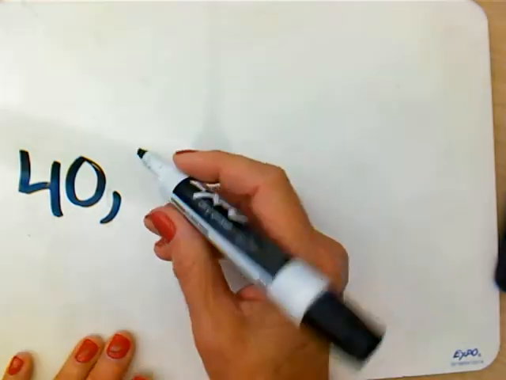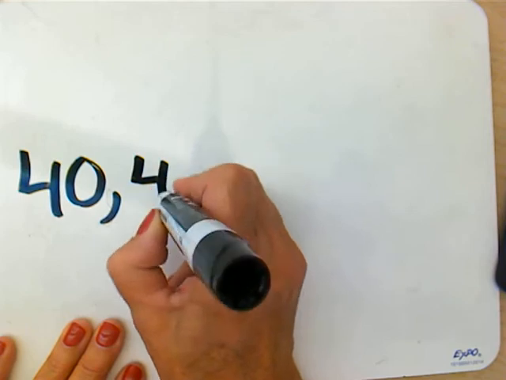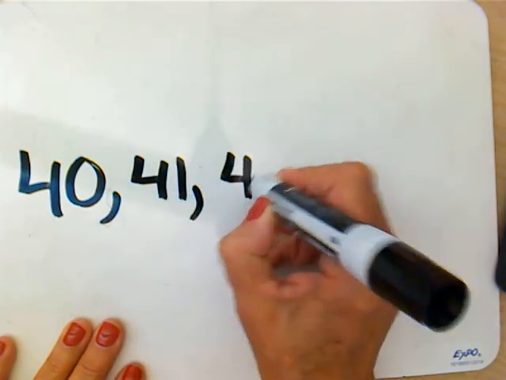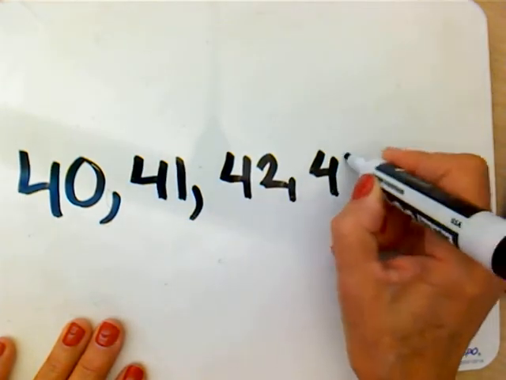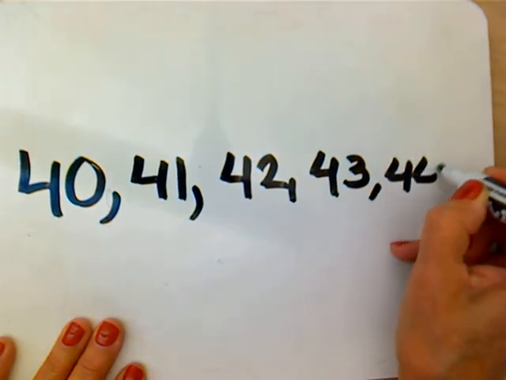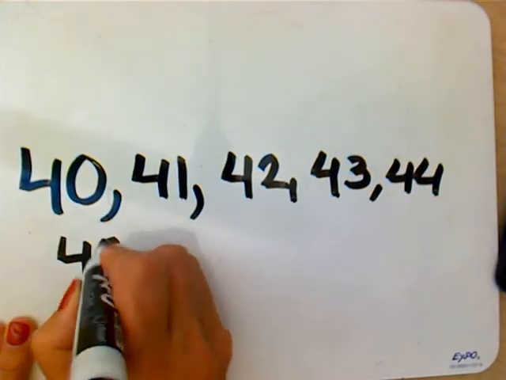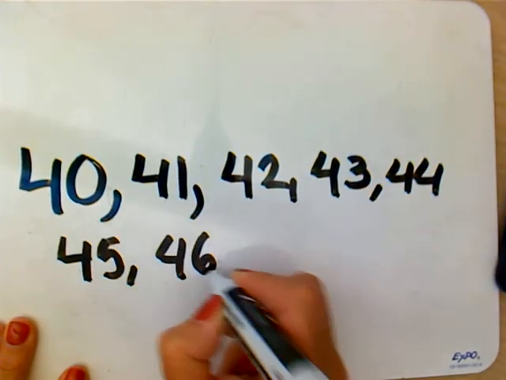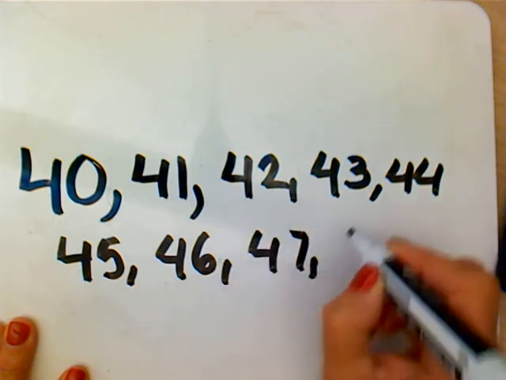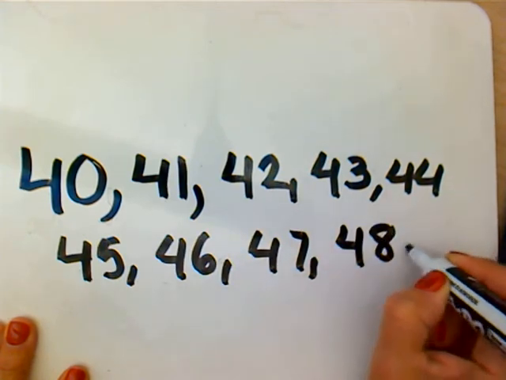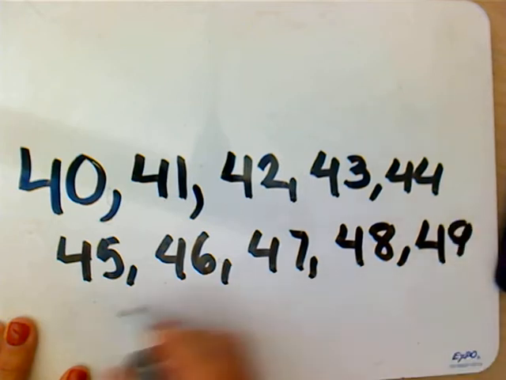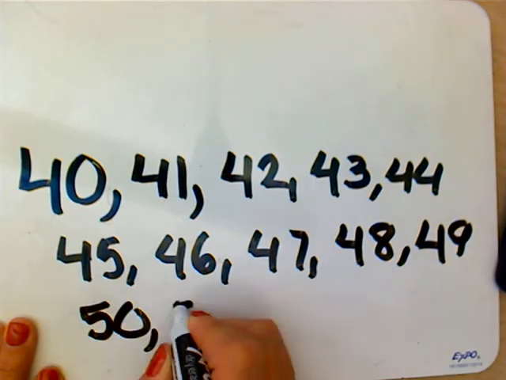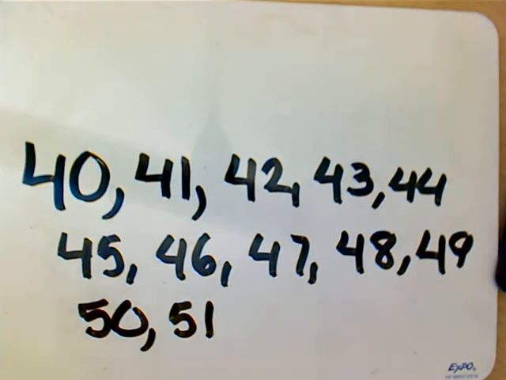Okay, there you go. So did you get 41, 42, 43, 44? This is easy, right? 45, 46, 47, 48. Maybe you got clear up to 49, maybe even 50 or 51. So that was counting forward.